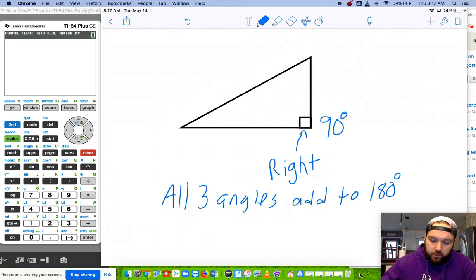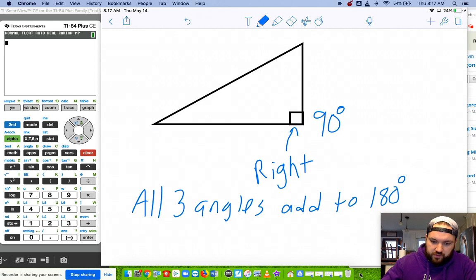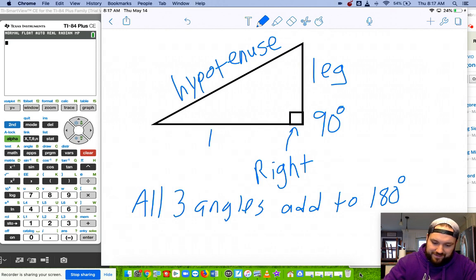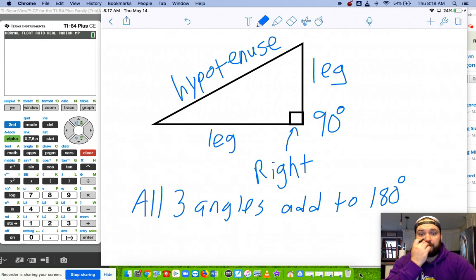In a right triangle, we have a special name for the longest side. The longest side of a right triangle will always be the one that's across or diagonal from the 90-degree angle. So if you see the 90-degree angle, the side that's not touching that angle will always be the longest side in that triangle, and that is called the hypotenuse. I'm going to call these other sides legs. Sometimes it's called the base, but we're going to use the word leg to describe that.